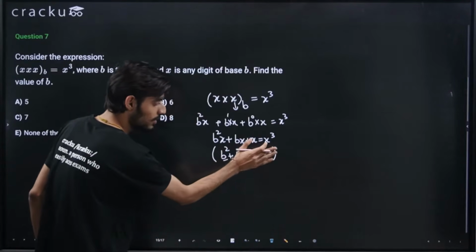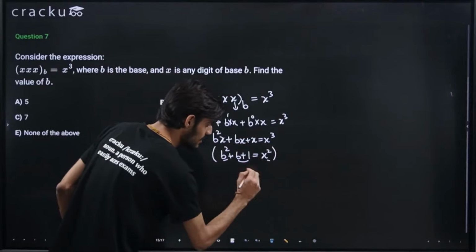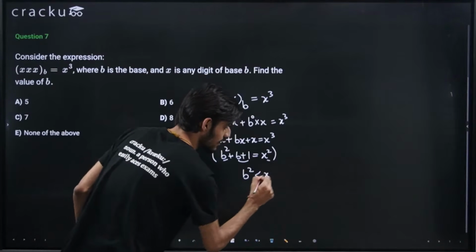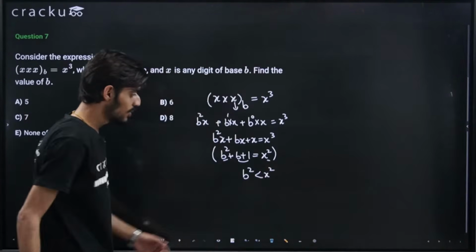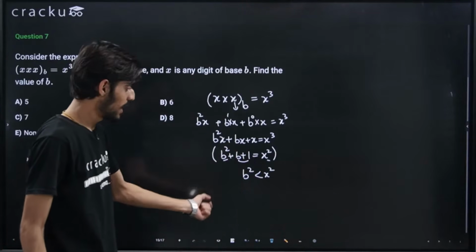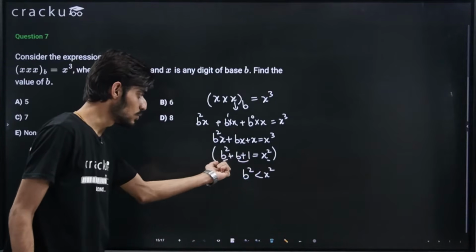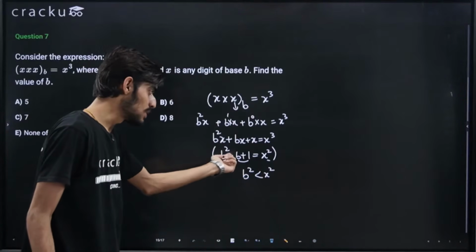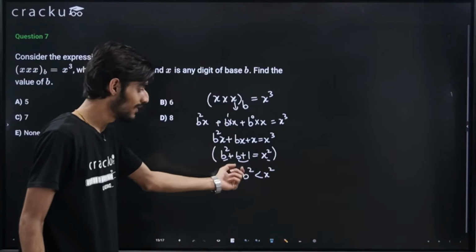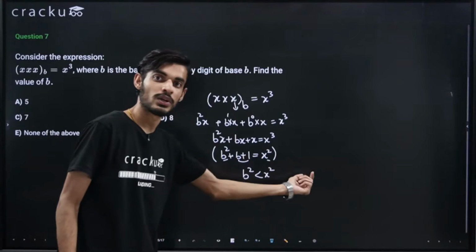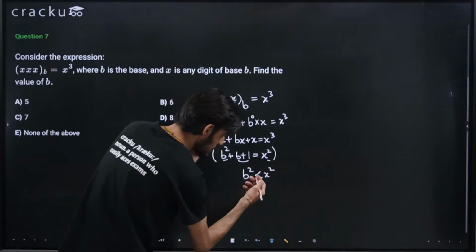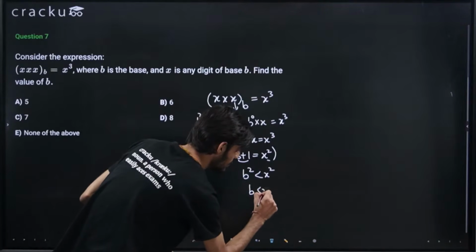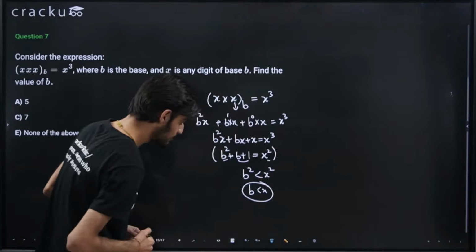So from this particular equation, what we can derive is that b square should be less than x square, right? Because these are natural numbers and we are adding some value to b square and then it is getting equal to x square, so essentially b square is less than x square. Then only we can add something to b square and it will get equal to x square. So we can just take the square root. So this will come out to be b is less than x.